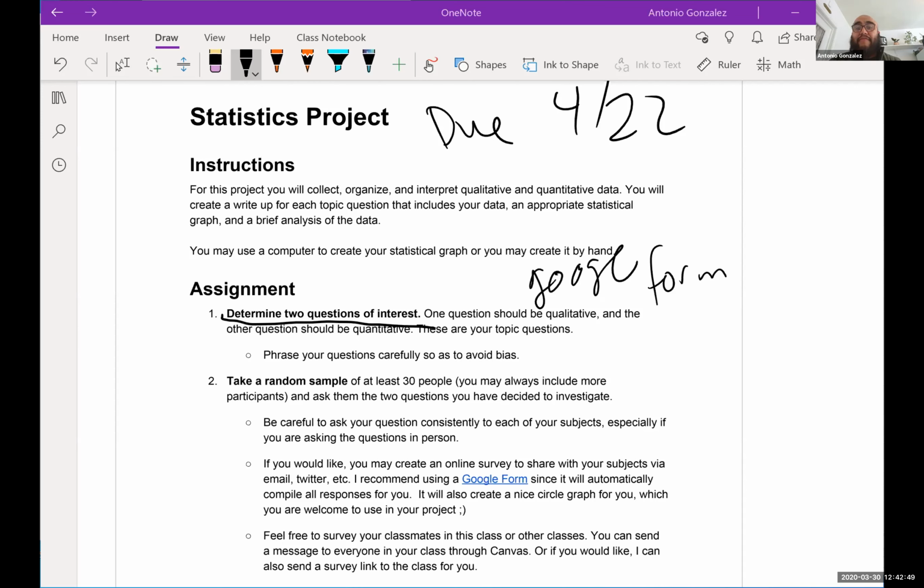You can ask family members. You can text your friends and say, can you answer these 2 questions? It doesn't have to be a Google form. I think through family and this class, that should get you to about 30 people. The sample doesn't have to be students. It could be just people you know. So that's all that is required there.